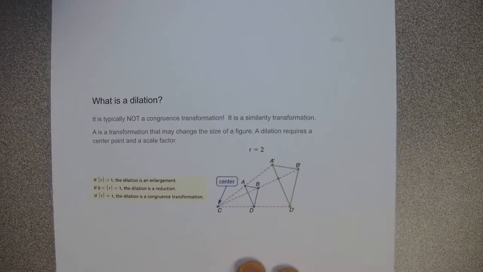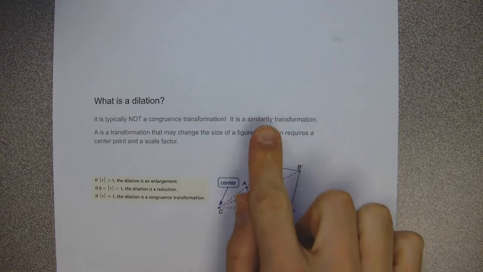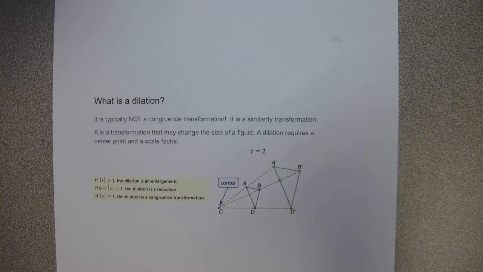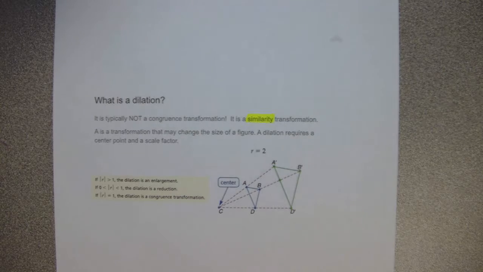What is a dilation? Well, first off, it is typically not a congruence transformation. More often than not, it isn't. What it is, however, all the time is a similarity transformation. So we're not going to be creating images that are congruent. Instead, we are going to be creating images that are similar. So same shape, but not the same size.